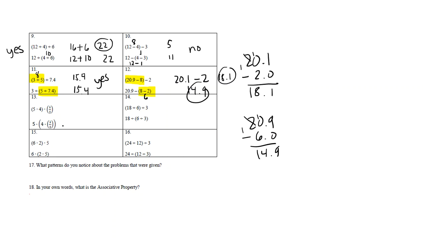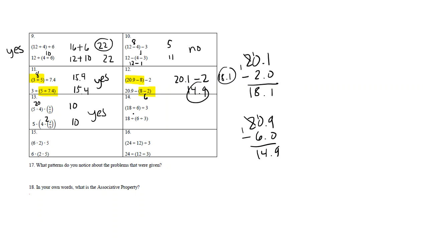Okay, let's look at 13. Okay, 13 is multiplication. So if you do 5 times 4 first, that's 20. 20 times 1/2 is 10. Or if you do 4 times 1/2 first, that's 2. 2 times 5 is 10. So you'd say yes, they are equivalent.